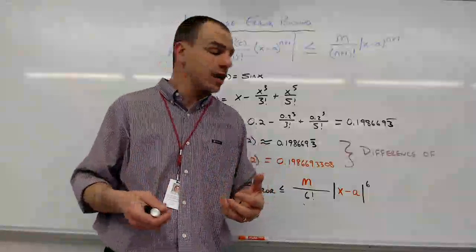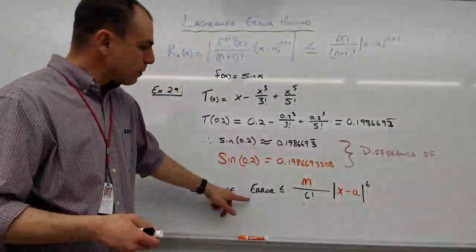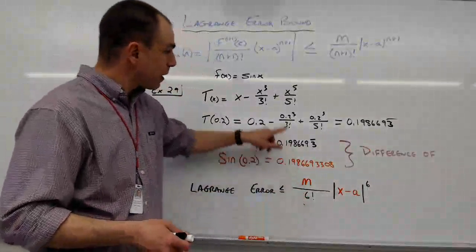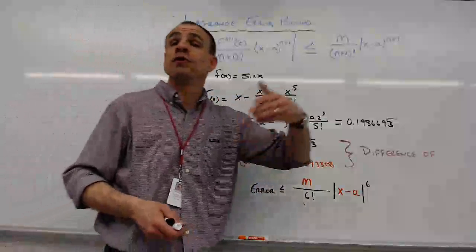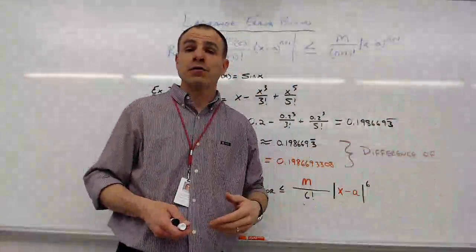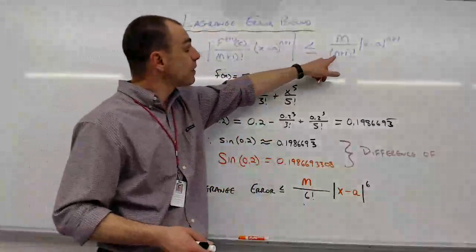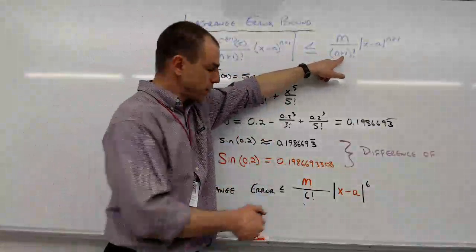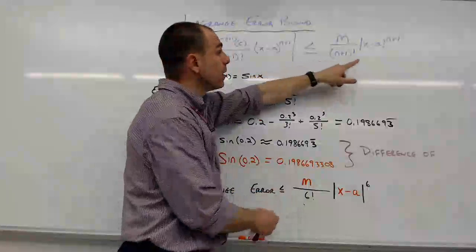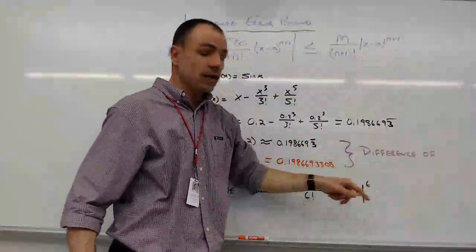So what Lagrange says is, in order to get that error, we're going to go to the next derivative. Now this is the 5th degree, so we have to go to the next value of n, which would be 6. So n is 5. We add 1 to that, we have 6, which is why you see the 6 factorial here. And you also see the exponent of 6.